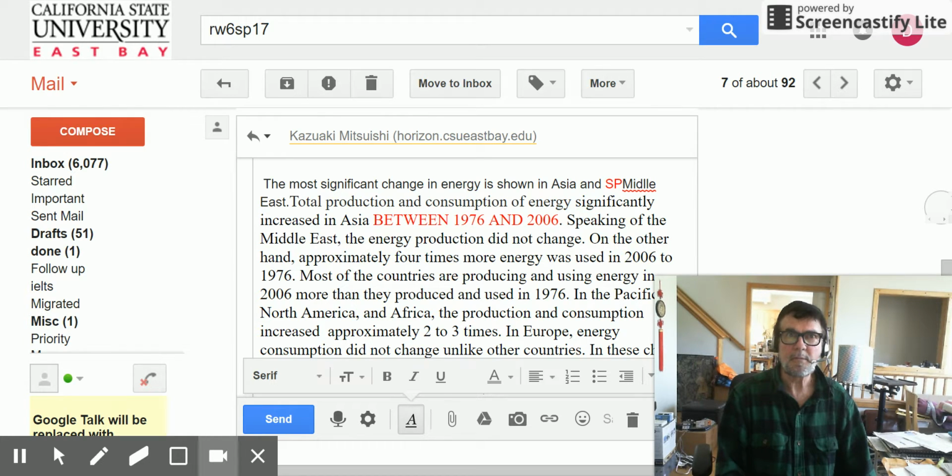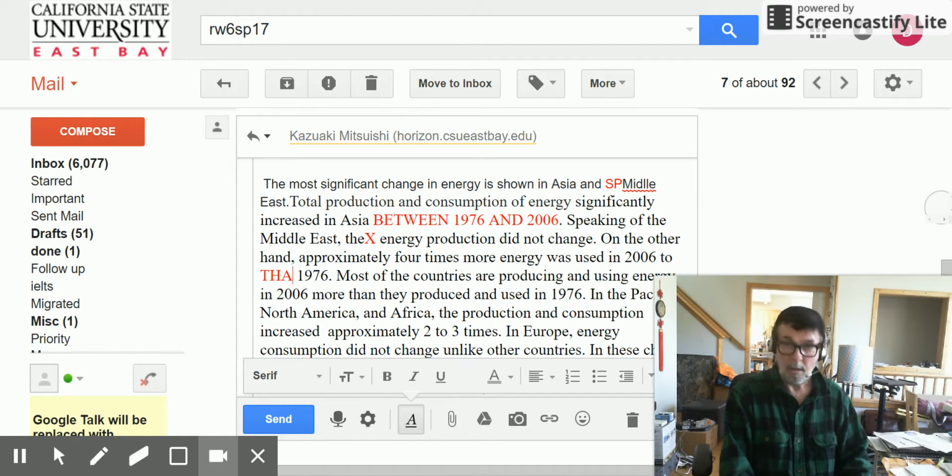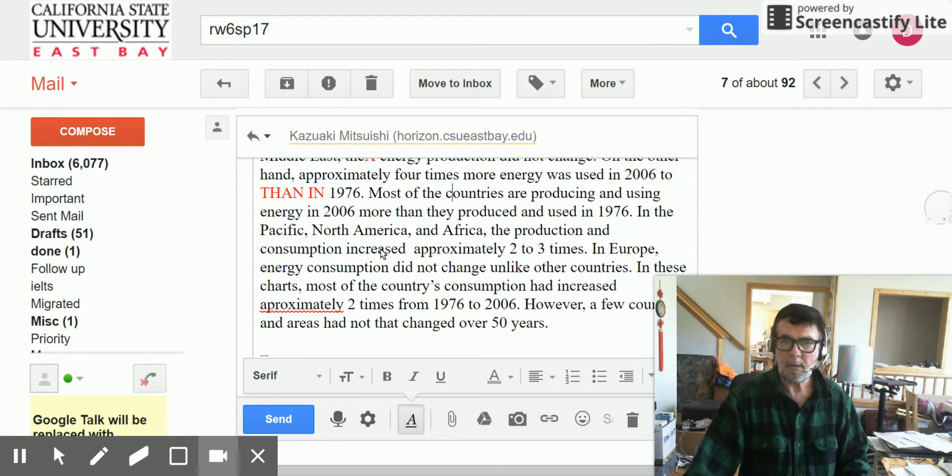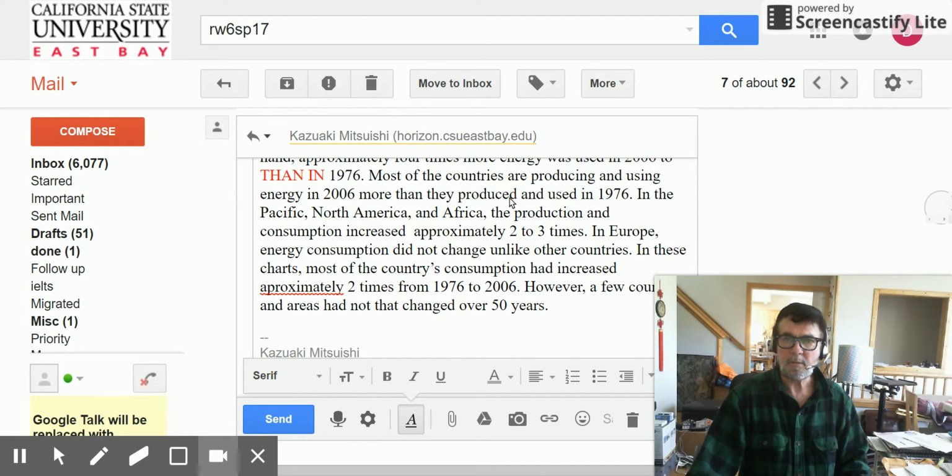Speaking of, do you see the difference? "Speaking of the Middle East, the energy production did not change." You don't need the here because you're talking about energy production in general, not some specific energy production. You could say the energy production there in the Middle East. That makes it specific. "On the other hand, approximately 4 times more energy was used in 2000 than, not to," than in. Agree?